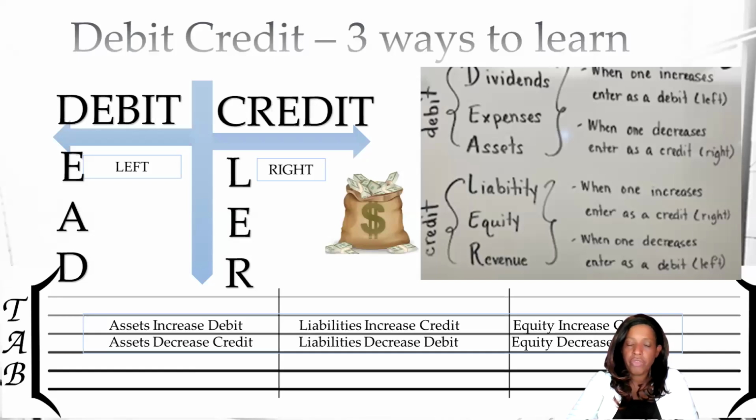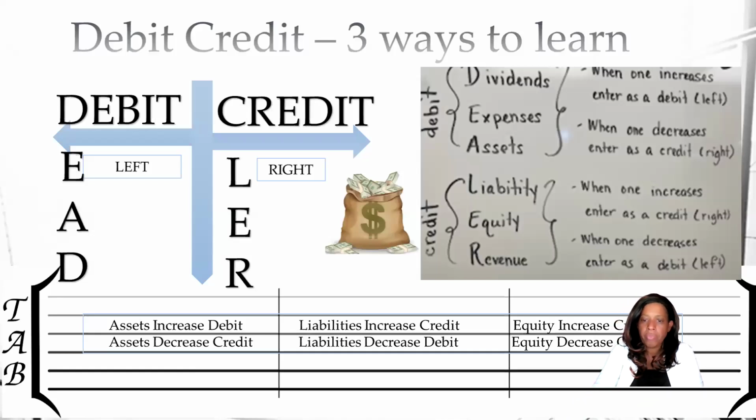So, different ways. People say DC, ADE, LURE. I see DEAD, as in DEAD, going down, CLER, dead clear. Whichever way you choose to learn this, debit and credit is fine. Also, we have DEALER, which is a common way of learning debits and credits.